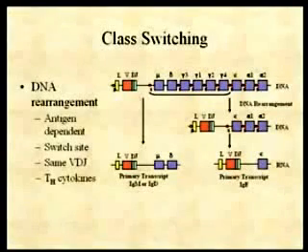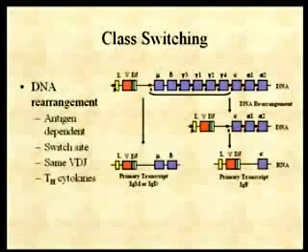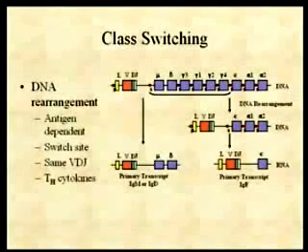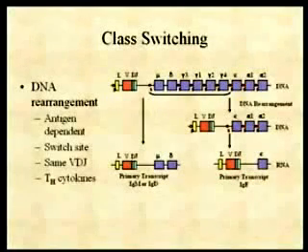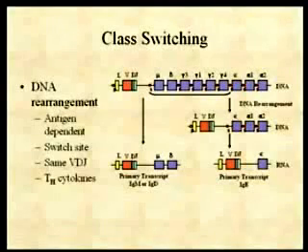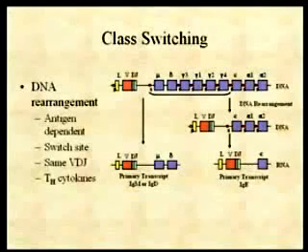And what's the advantage of that, again? Why would the cell want to switch to a different class? What advantage is it? It changes the effector functions. You can keep the same specificity but change the effector functions, okay? So this would be an IgE molecule that's being made.